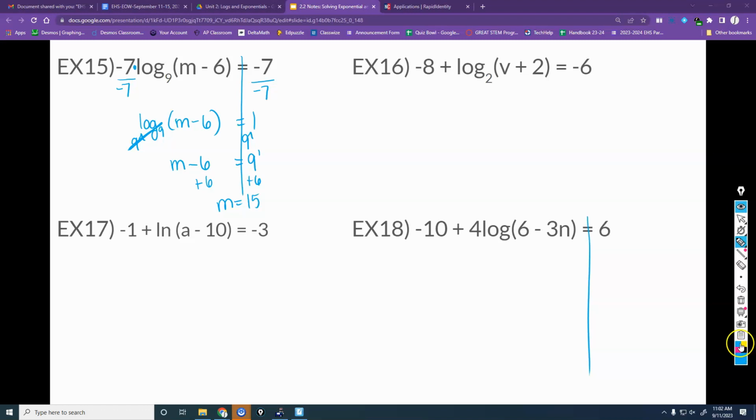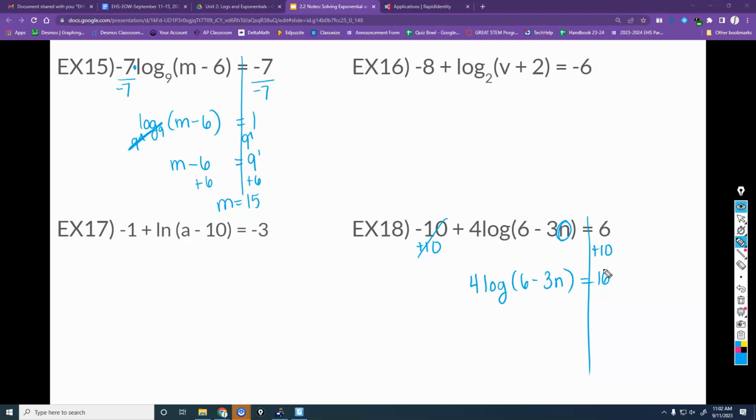All right, so when you're solving equations, n is what we're trying to get by itself, right? N is way over here. In general, you want to start furthest away from the n, which means I'm trying to get rid of this -10. How do I get rid of that -10? Perfect. Add 10. Okay, so now I have 4 log of 6 minus 3n equals 16.